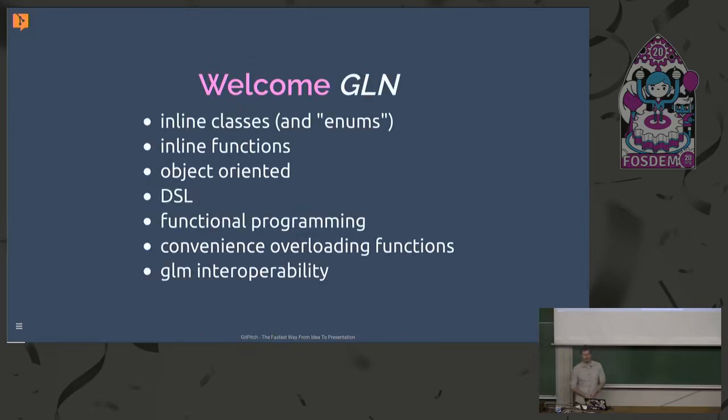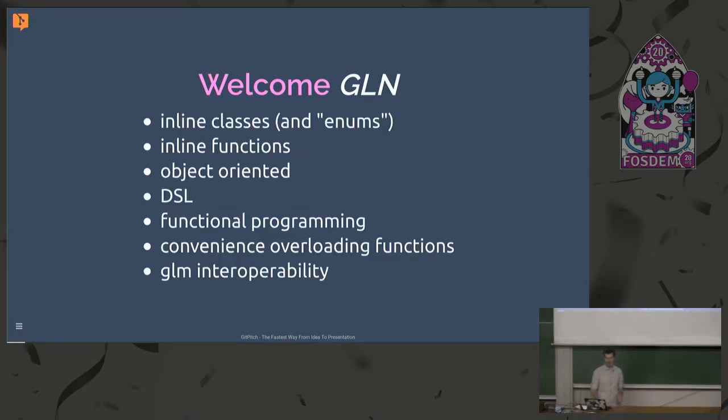What is it about? It makes massive use of inline classes, where you already know it's an integer, and most of the time it is an integer, but it works like a class, and also enums, although they are not really available in Kotlin, but there's a little trick. Then we also have inline functions, so you write nice code, and all the boilerplate code will then be replaced by the compiler.